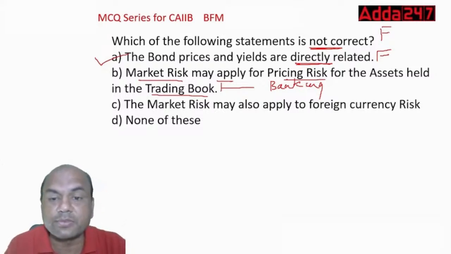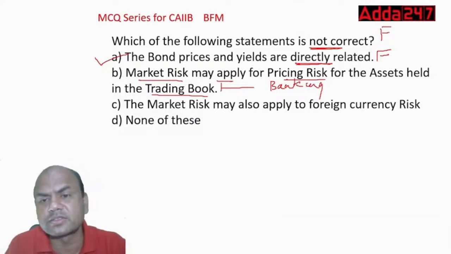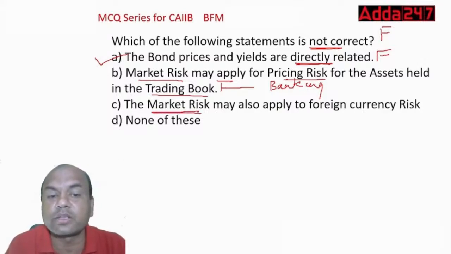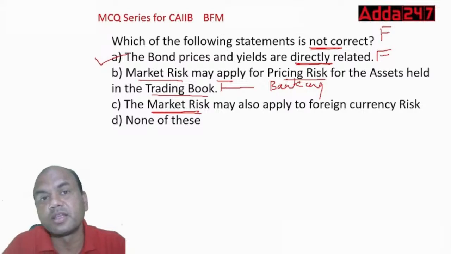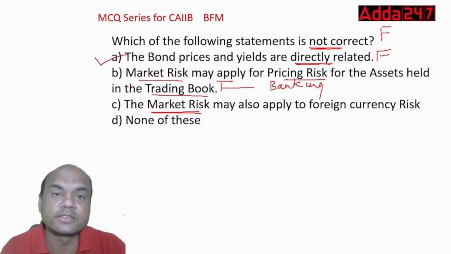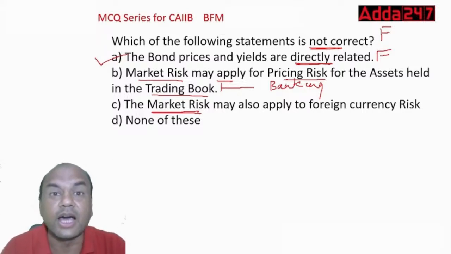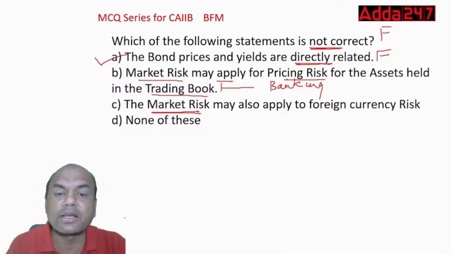The market risk may also apply in foreign currency risk. So obviously, market risk means what? What is the meaning of market risk? That risk which is not in your hands, right? Like the Russia-Ukraine war, COVID. Is it in your hands? Nothing. RBI changing the repo rates, it's not in your hands. So that's why market risk may also apply to foreign currency risk. So that is also true. So the answer is only A.